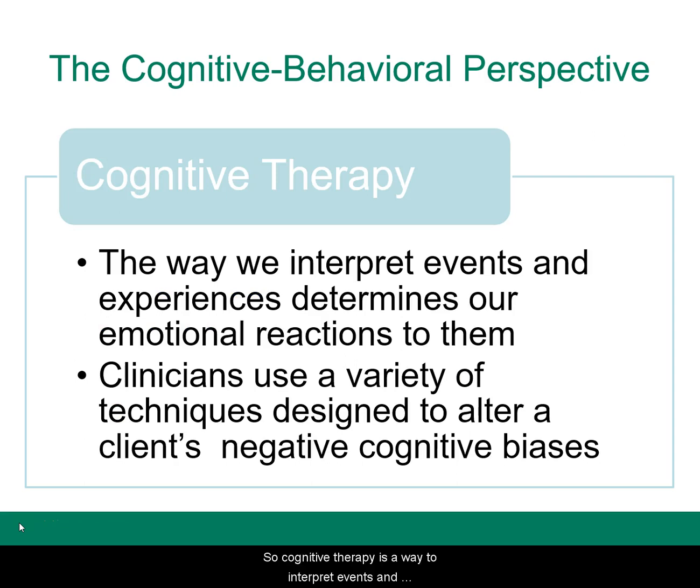So cognitive therapy is a way to interpret events and experiences and determine our emotional reactions to them. Oftentimes marriage and family therapists will speak to these individuals and let them know that they're reacting in a very, very negative way, and it actually might not be that circumstance. In your mind, that's what you think these people are believing about you, but it's not true.